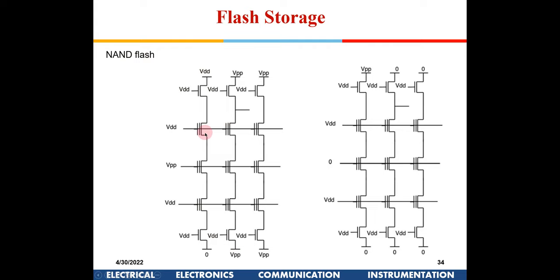Okay, series. Now suppose I have to write data. What do I do? Suppose this is VDD and zero out here, and I give a VPP. So in this particular cell, these electrons will be accelerated. They will come from this cell. They will not get accumulated here because it is VDD here. It is VDD here. Only in this particular cell, it is VPP here.